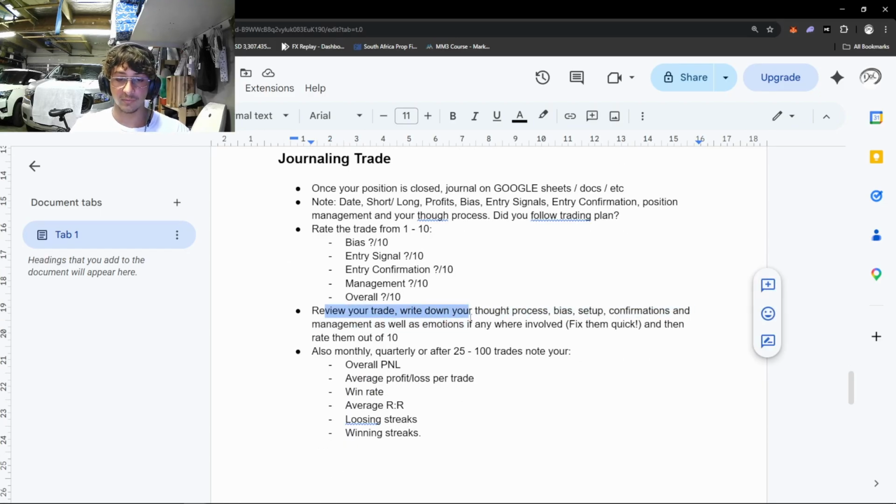Review your trade, write down your thought processes, bias, setup, confirmation, and management, as well as emotions if any were involved. Write those down, fix these quickly, and then rate them out of 10. Also, monthly, quarterly, or after 25 to 100 trades, note your overall profit and loss, average profit and loss per trade, your win rate, your average risk to reward ratio, and any losing streaks or winning streaks.